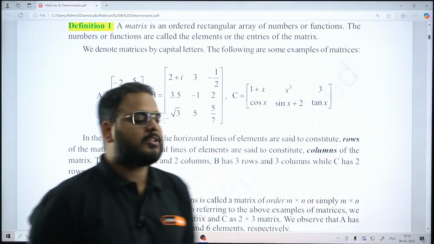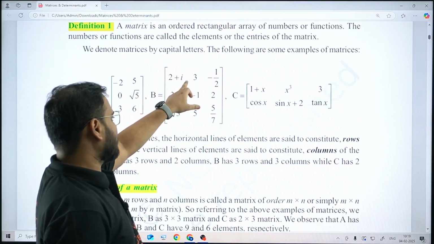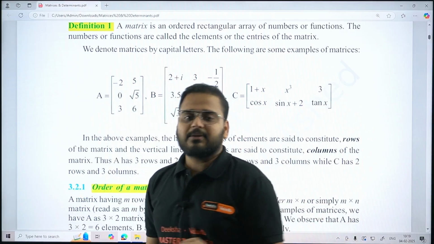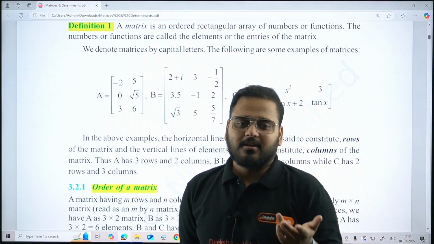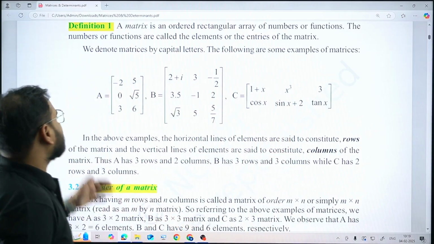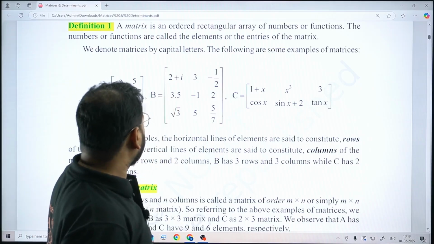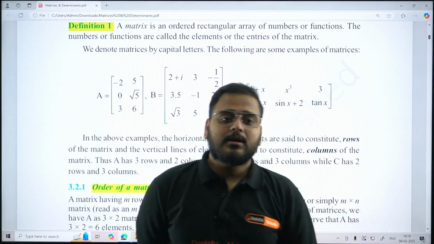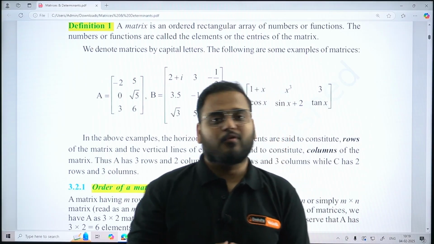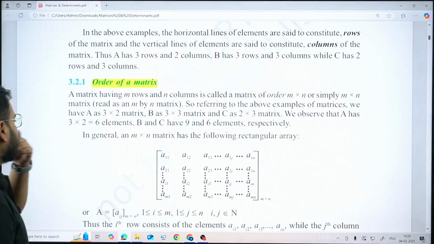But in this example they have given the imaginary part also: 2 plus i is given, right? That's the imaginary complex. But in this chapter, we'll only solve questions on real numbers. We don't have complex numbers involved. So this is going to be 3 cross 2. What is 3 cross 2? It is the order of the matrix, where you write the number of rows first, then the number of columns, right? Do you all agree?